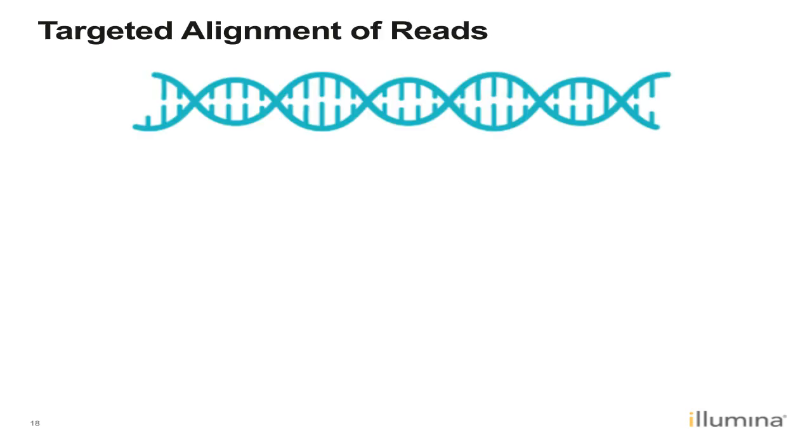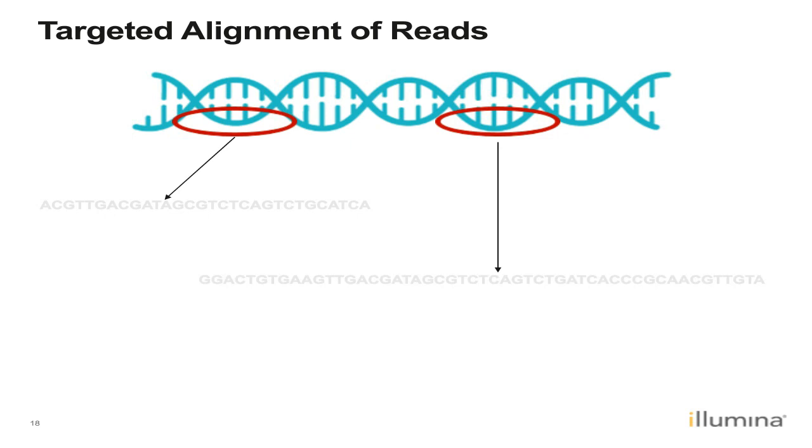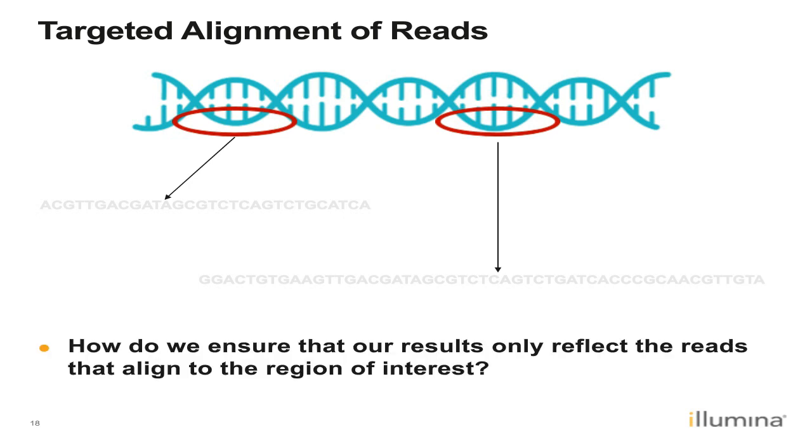Okay, so now let's talk about targeted alignment of reads. So here we just have this image of a full genome, and let's say we're only interested in two locations or two regions of this genome. So we're interested in this leftmost region, which is about 30 base pairs, and maybe this rightmost region, which is about 50 base pairs. Now, how can we ensure that we are aligning to these locations only, or that we're only doing our variant calling in these locations? We would need to make sure that we have some type of file to depict these regions of interest, and that would be a manifest file.